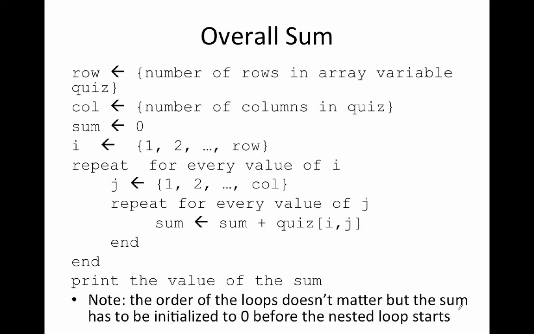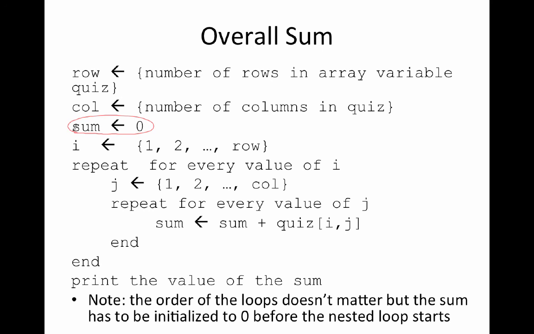So if we want an overall sum of all of the elements in the two-dimensional array, then it doesn't make any difference whether the outer loop is over the rows or the columns. But one thing we do have to do is we have to initialize our running sum variable to 0 before we start the loops.